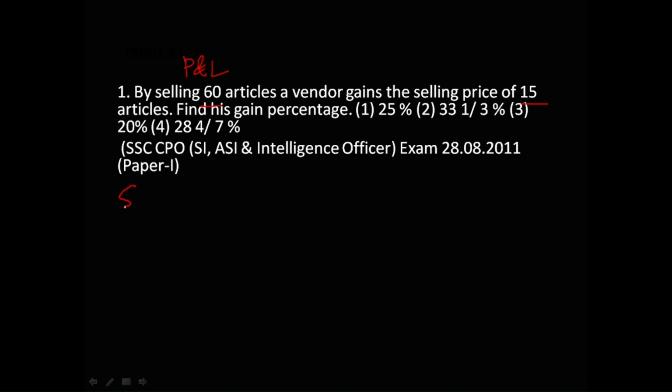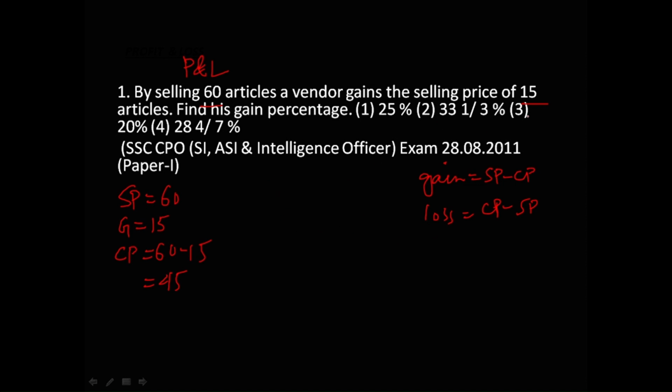So SP is 60. CP is not given, but profit or gain is provided here as 15. So what would be the CP? CP will be 60 minus 15 equals 45. What do we know? Gain equals SP minus CP, and loss equals CP minus SP, right?